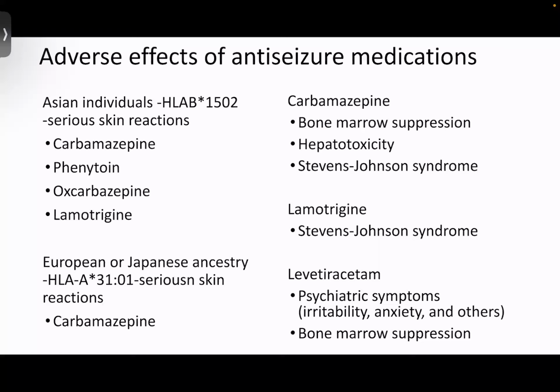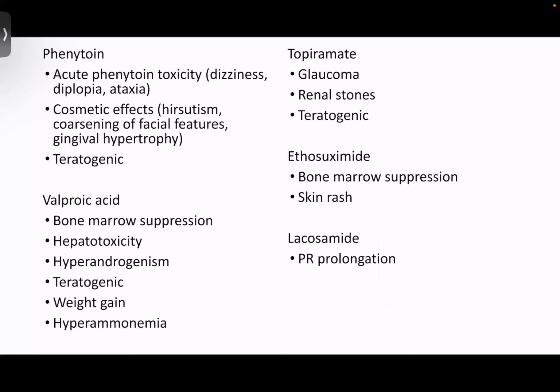Other side effects of carbamazepine include bone marrow suppression, hepatotoxicity, and Stevens-Johnson syndrome. Even lamotrigine, we all know it can cause Stevens-Johnson syndrome. Levetiracetam, one of the most commonly used drugs, can cause some psychiatric symptoms like irritability, anxiety, and others. And rarely this can also cause bone marrow suppression. Phenytoin, in addition to serious skin reactions and pregnancy-related major congenital malformations, there is a phenomenon called acute phenytoin toxicity, where there can be dizziness, diplopia, or ataxia symptoms.